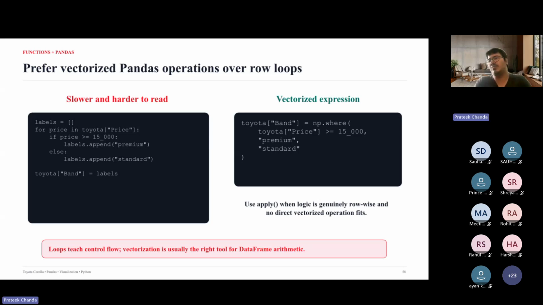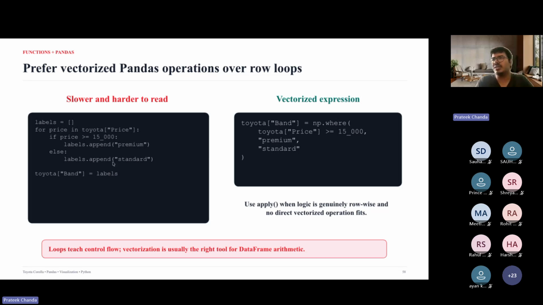Once we have this list of labels, we are creating a new column in the data frame called Toyota band, and there we are assigning it the labels. The data frame initially had some columns associated with it, like price, age, kilometer, and so on. At the end of it, I'm adding a new column called band, and for each of the rows, I'm adding the labels as the corresponding values.